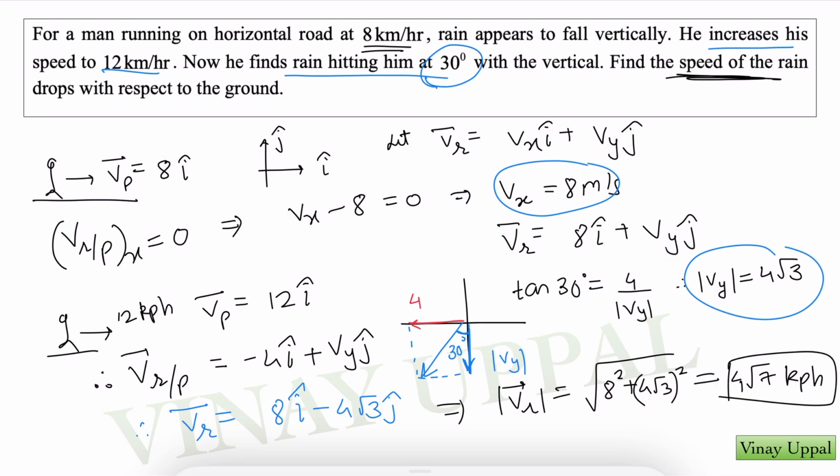Oh, sorry, I made a mistake here. The velocity of the person is 8 kph, not meter per second. So let me just erase that. That should be kph. Alright, so that's your answer, 4 root 7 kilometers per hour.